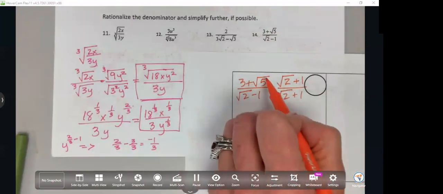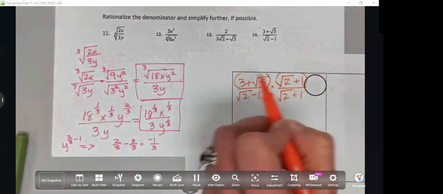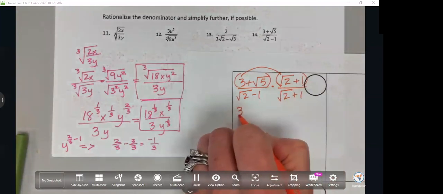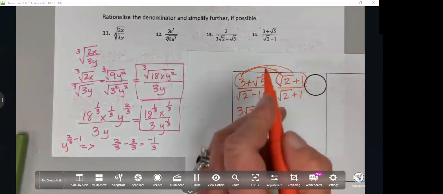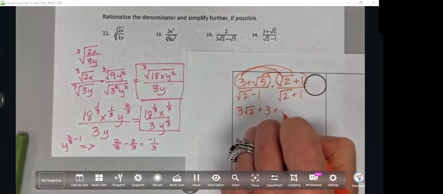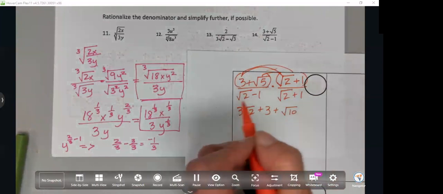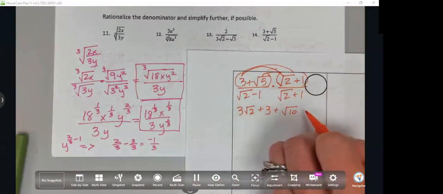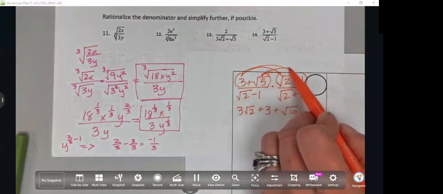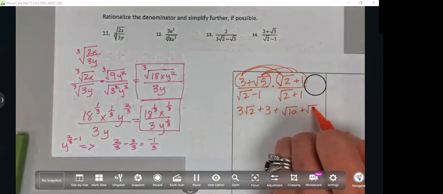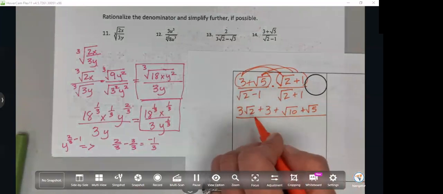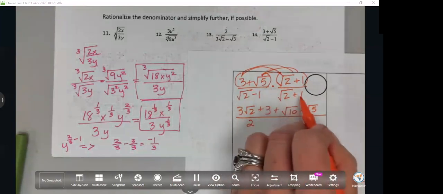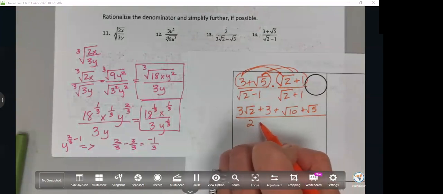Then when I work these out, I need to FOIL these, right? 3 square root of 2 plus 3 plus square root of 10, because square root of 5 times square root of 2 is square root of 10, plus square root of 5. That's a lot of square roots at the top. We don't care. Square root of 2 times square root of 2 is 2. Negative 1 times positive 1 is 1.